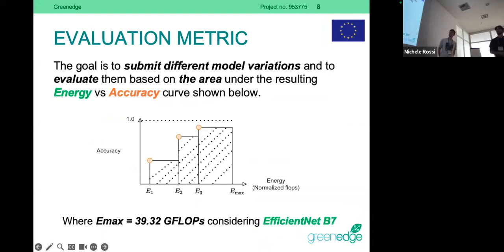To evaluate the solution, we have to submit more models or more variations of the model. And we have to compute the area under the energy accuracy curve, as it's shown on the slide. To compute the area, we have to use the reference of the max energy cost, that is the EfficientNet B7 that is shown in the slide.